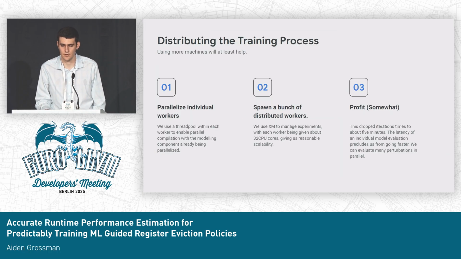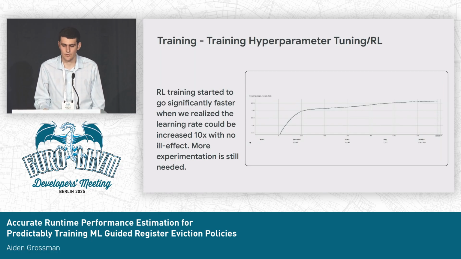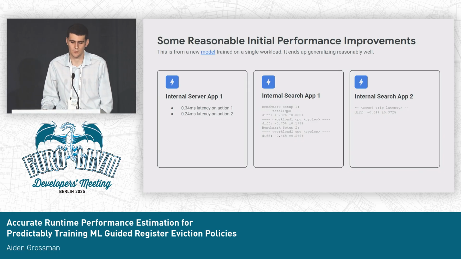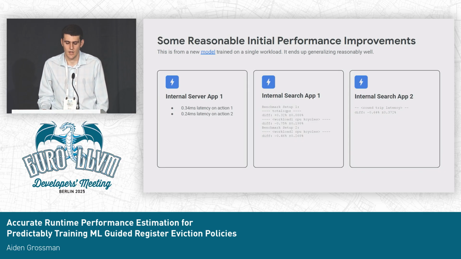This is another training run that we did on an internal server application. We did some RL hyperparameter tuning, which helped things along quite a bit, and we got a pretty reasonable model out of it. These are some benchmarks on some internal server applications. This one was about a 0.5%, 0.7% win, which is not super big, but when you're at the scale of a hyperscaler, it's pretty significant.